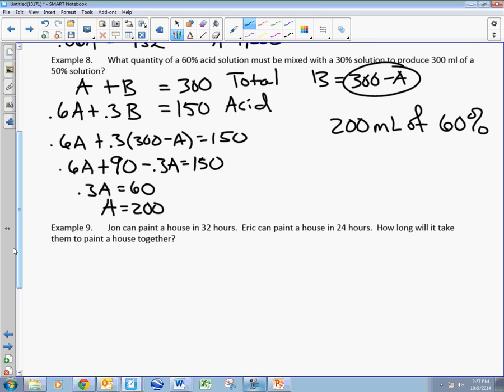And then how much of the 30%? 100 milliliters of 30%. And that's my answer. Not too bad, huh?